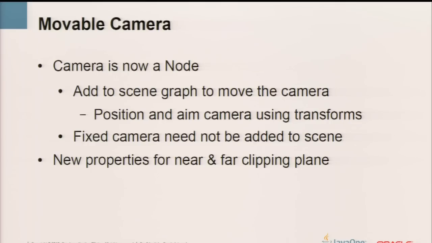So I think we pretty much touched on this already. I want to point out, though, for backward compatibility, if all you have is a fixed camera, you don't need to add it as a node in the graph. You still, in all cases, say scene.setCamera. That's the way you tell the scene to use the camera to render. But you don't have to add the camera as a node anywhere in your scene graph if you don't want to. That's only needed if you're going to move it. We also are adding new properties for near and far clipping plane to control the Z buffer range better.